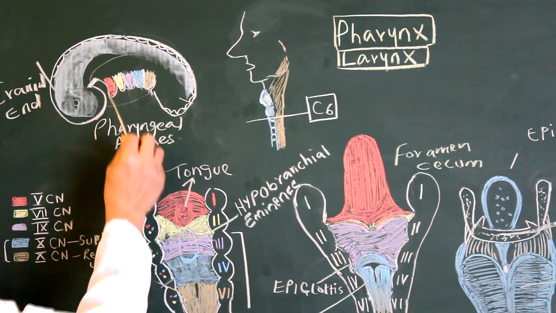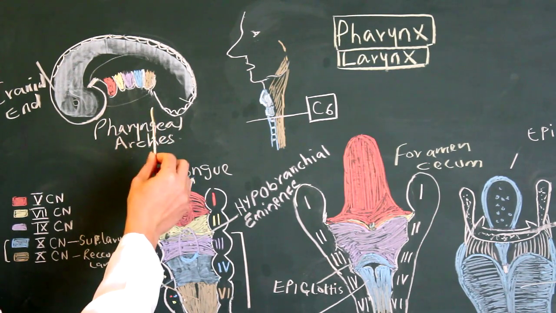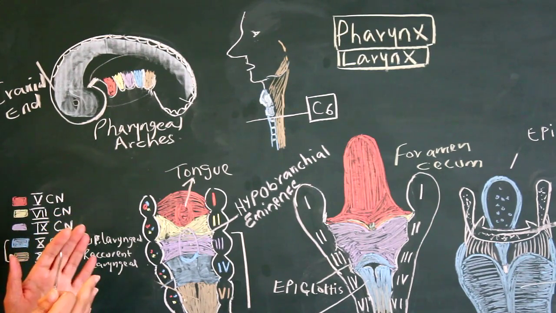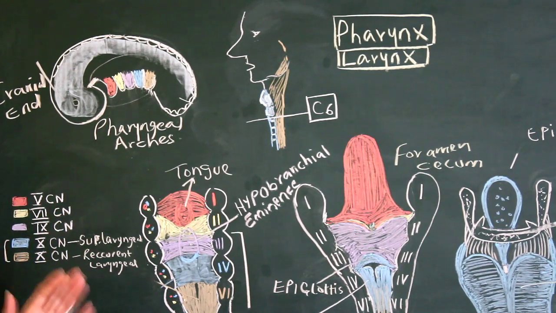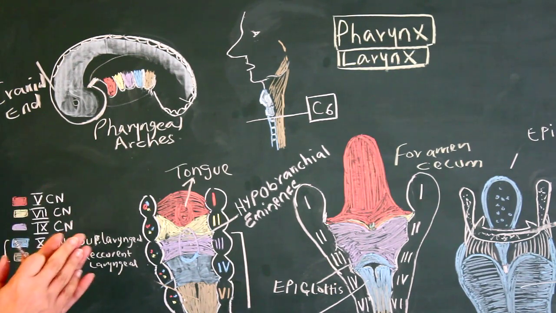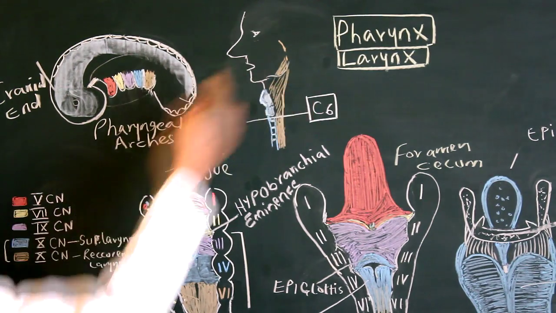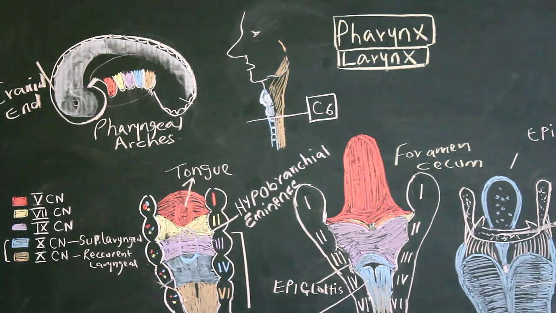So we just have 4 arches, 4 pouches and the grooves. The arches, pouches and grooves together are known as the pharyngeal apparatus. I will be talking about the pharyngeal apparatus in detail when I discuss the developmental anatomy of the head and neck region, because this apparatus plays a pivotal role in the growth of the head and neck. But at this moment we are concerned with our 2 structures, pharynx and larynx, right?